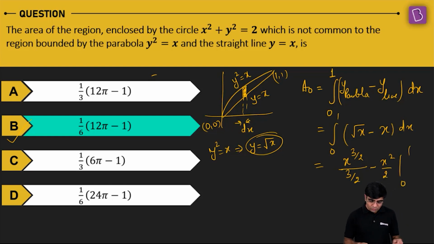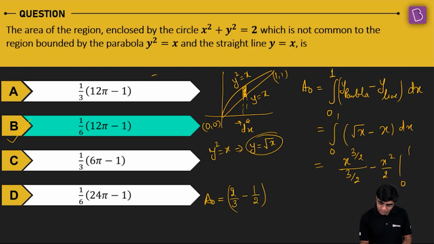Right, okay. So if the limits are from 0 to 1, when I plug in the values, what do I get here? I get this as simply 2 by 3 minus 1 by 2 minus 0. What is 2 by 3 minus 1 by 2? It's nothing but 1 by 6. It's exactly the same value that we got with respect to y-axis. So with respect to y-axis, we got the area as 1 by 6, and with respect to x-axis also, we got the area as 1 by 6.